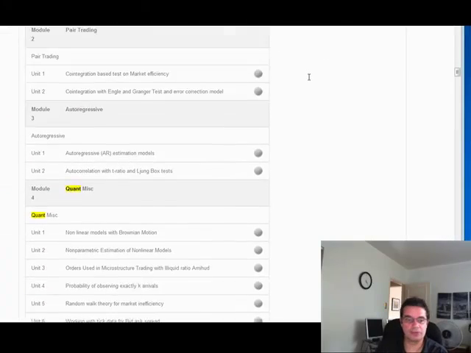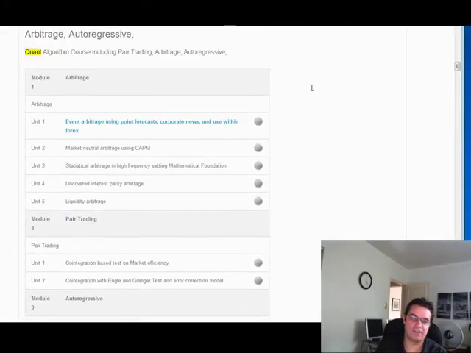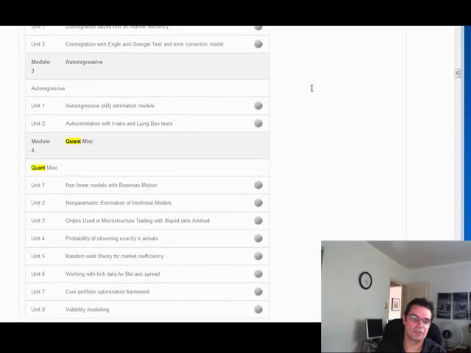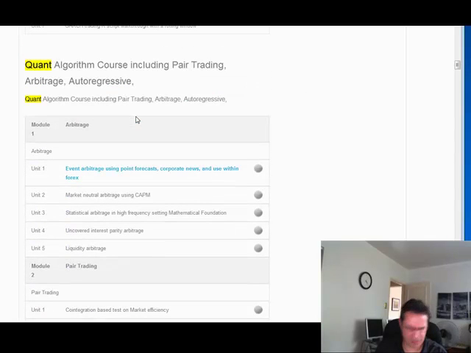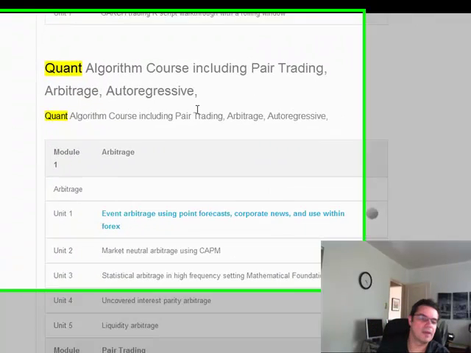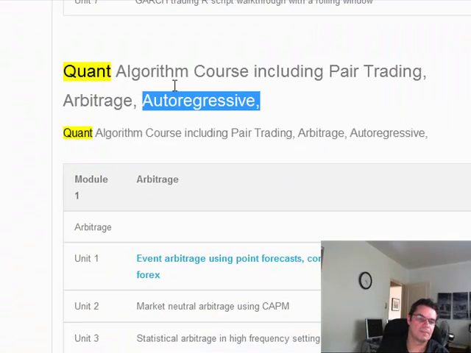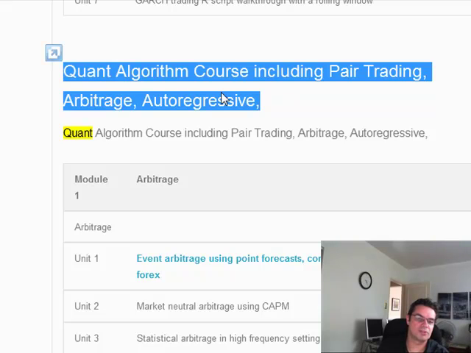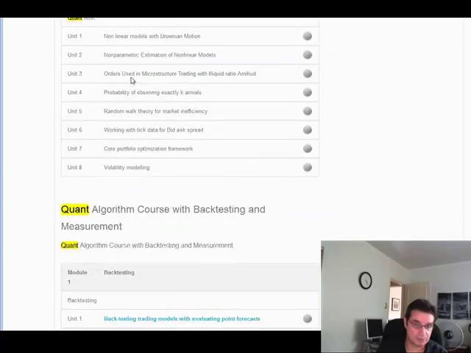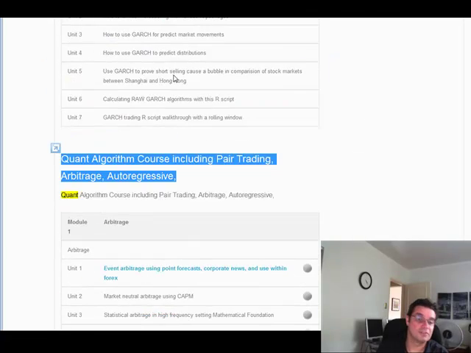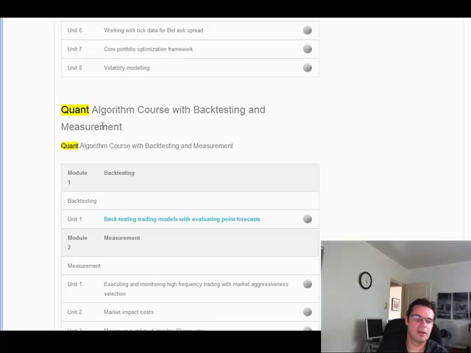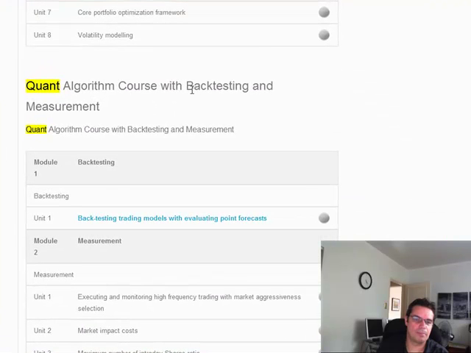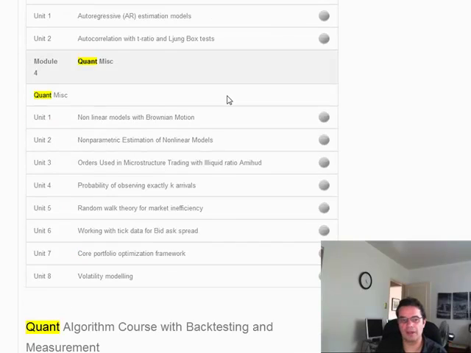So basically we have two courses that are available. These are specifically meant for high frequency trading, and as I said, they are fairly advanced. We have a quant algorithm course, which includes paired trading, arbitrage, and auto regression. And the other course is specifically on backtesting, what I call measurement. You'll see what I mean when I say that.